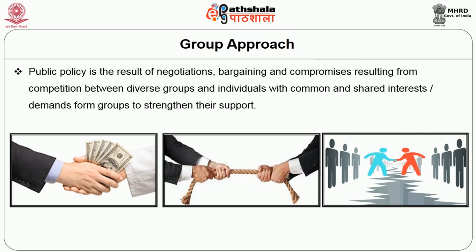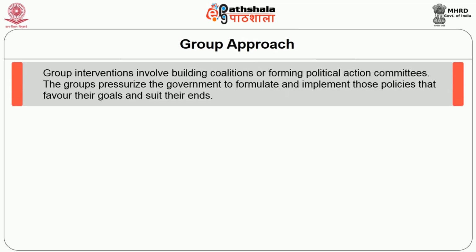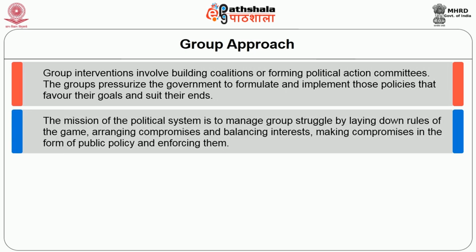Individuals with common and shared interests form groups to strengthen their support. Group interventions involve building coalitions or forming political action committees. The groups pressurize government to formulate and implement those policies that favor their goals and suit their ends. The mission of the political system is to manage group struggle by laying down rules of the game, arranging compromises, and balancing interests, making compromises in the form of public policy and enforcing them.